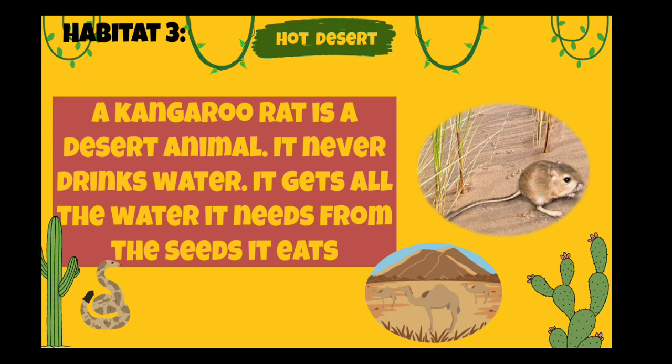And there are animals that are very strange. The kangaroo rat, and you can see the kangaroo rat here in the picture. A kangaroo rat is a desert animal. It never drinks water. So it doesn't need water at all. So this place is a very suitable habitat for the kangaroo rat because it doesn't drink water at all. It gets all the water it needs from the seeds it eats. So whatever seeds it eats, it gets the water from those seeds, and it doesn't actually drink water at all.